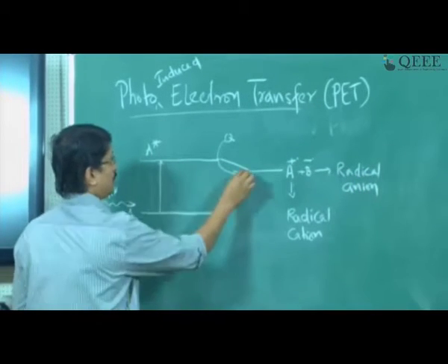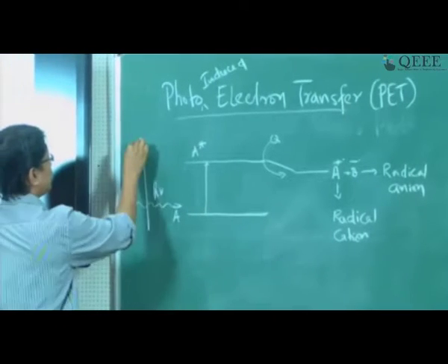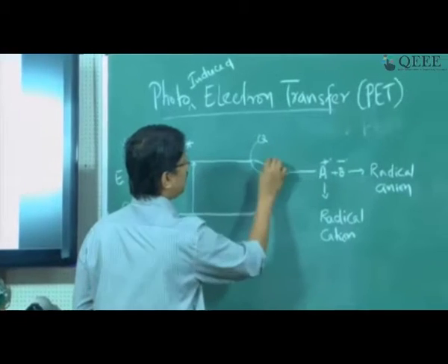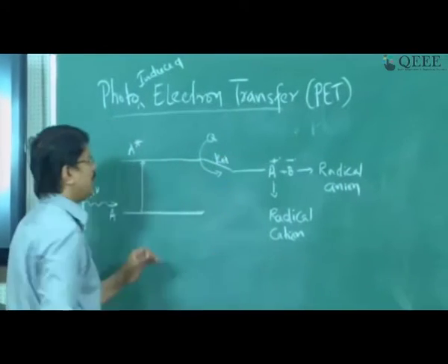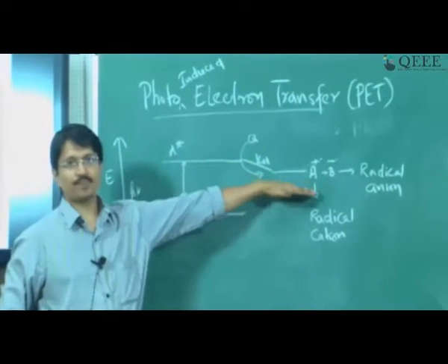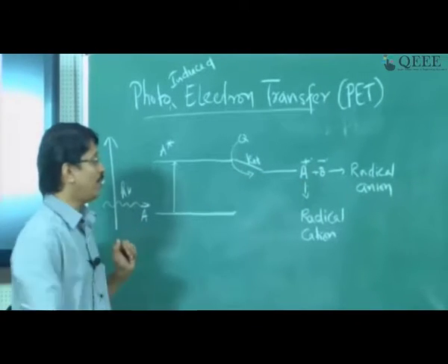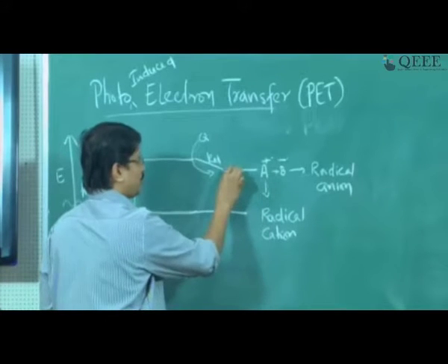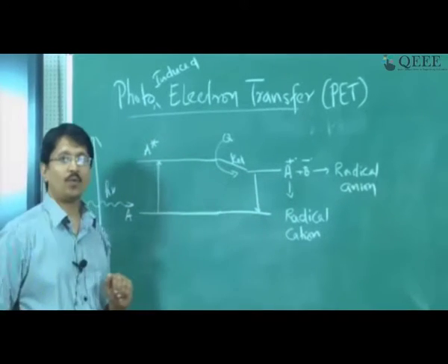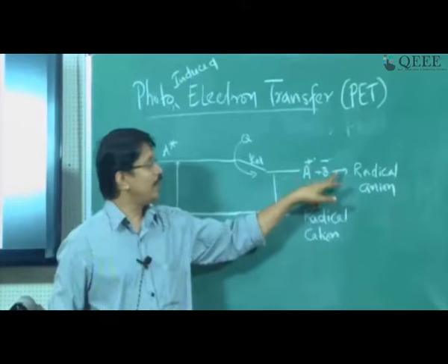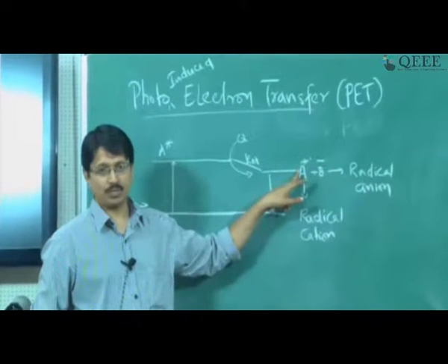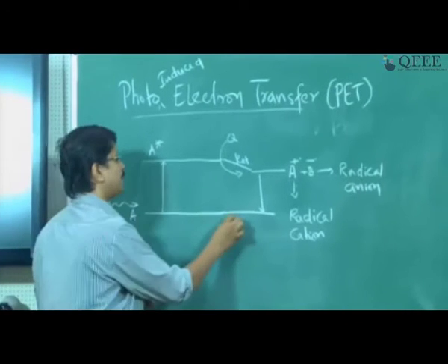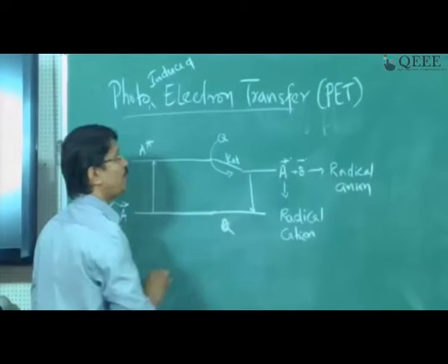And during this process, remember this axis is energy. As you can see, as a result of this electron transfer, the energy of this state is slightly reduced. Now we have a radical ion pair. Sometimes, or most of the time, the transferred electron will come back to the initial position, and then you will get A back and Q back.